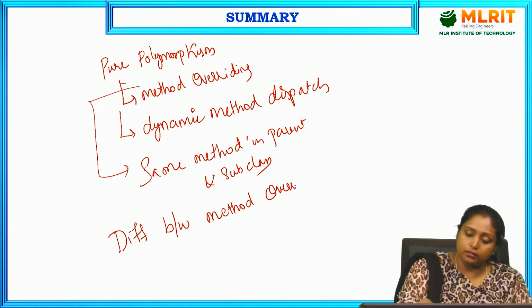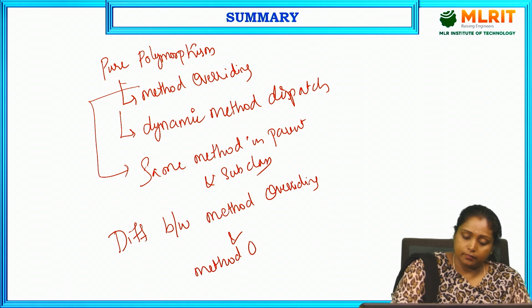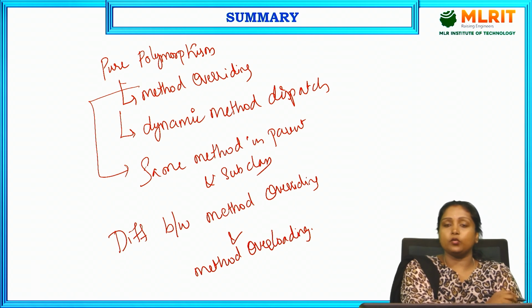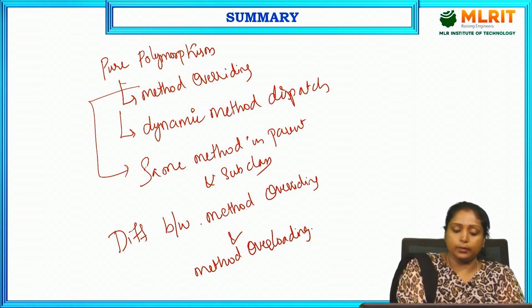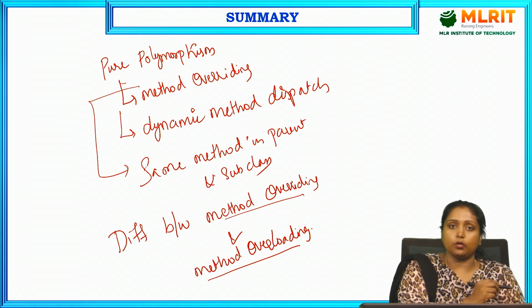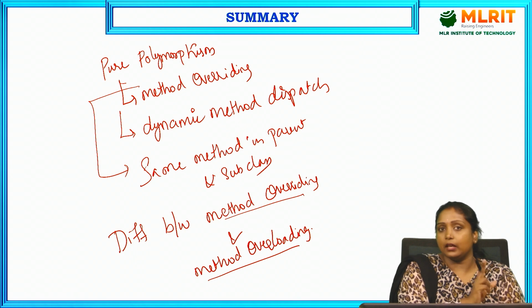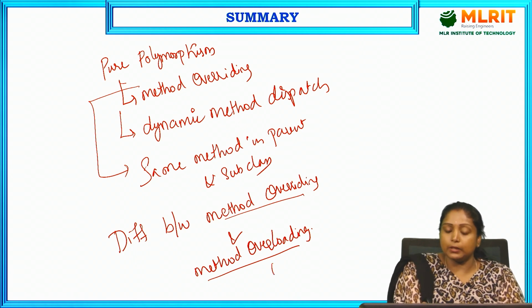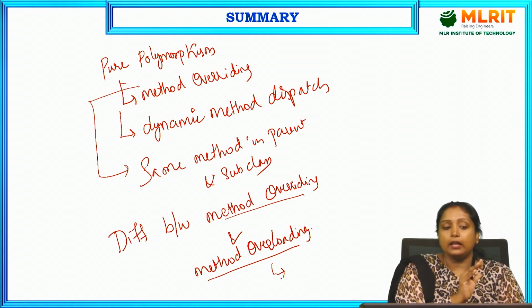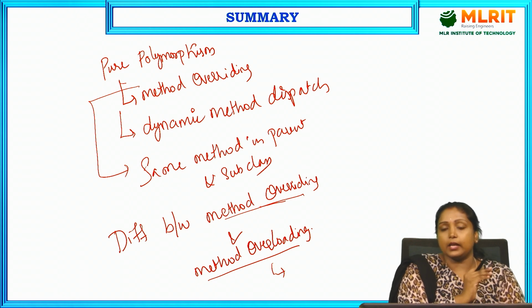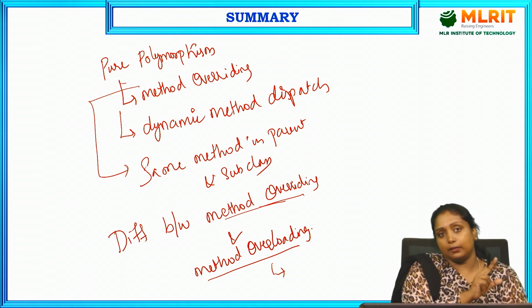method overriding and method overloading. So this is what we have seen in today's class. The difference between method overriding and method overloading: in method overriding, you have to write the same method in two classes, which are the parent class and subclass. But in method overloading, you write in one class, and you can write n number of methods. What will be the difference? In method overriding, the name of the method as well as the return type and parameters would be the same in the parent class as well as the subclass.